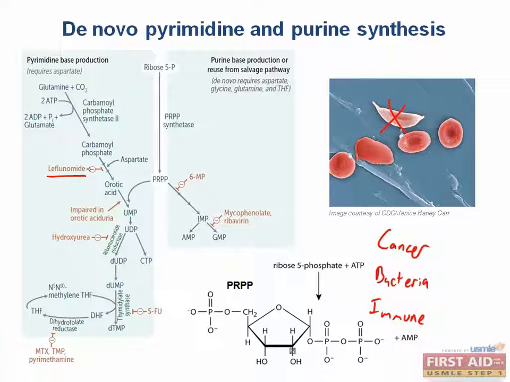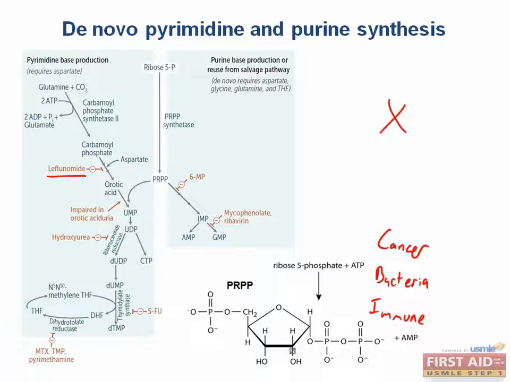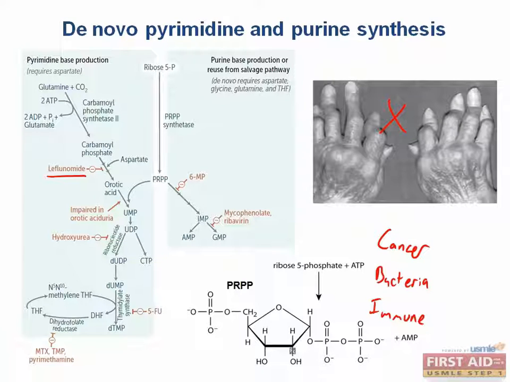Leflunomide inhibits the enzyme that converts carbamoyl phosphate into orotic acid, which is dihydroorotate dehydrogenase, and is also used as an anti-inflammatory, and specifically for a certain disease. Do you know which one? This picture is a hint, and the answer is rheumatoid arthritis. The last immunosuppressant here is mycophenolate, and this one is mostly used with organ transplants to prevent rejection. This inhibits IMP dehydrogenase, which converts IMP into GMP.